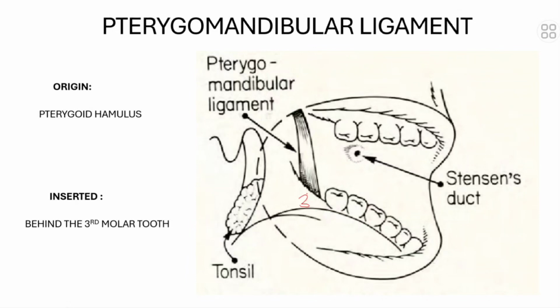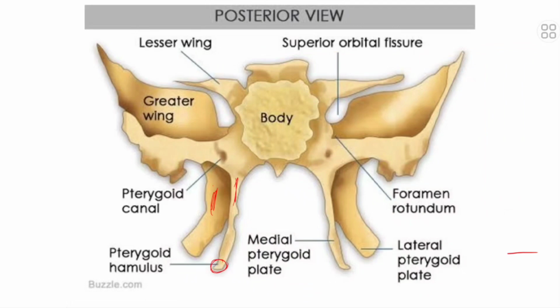The pterygomandibular ligament originates from the pterygoid hamulus and gets inserted behind the third molar. So these are the ligaments responsible for the movement of the temporomandibular joint.